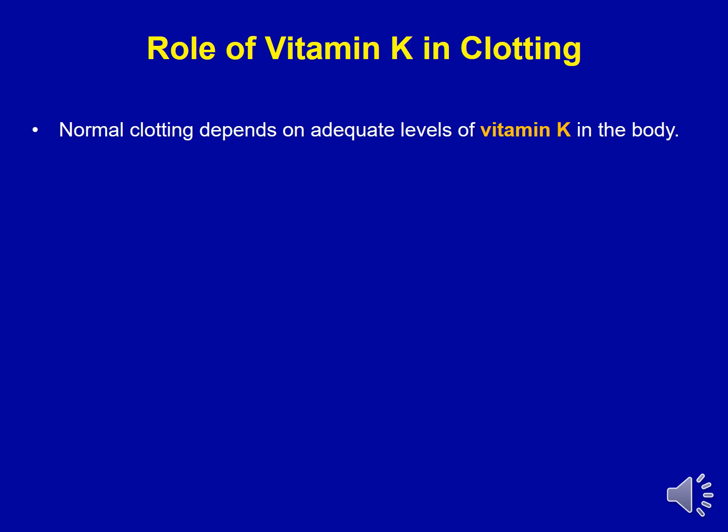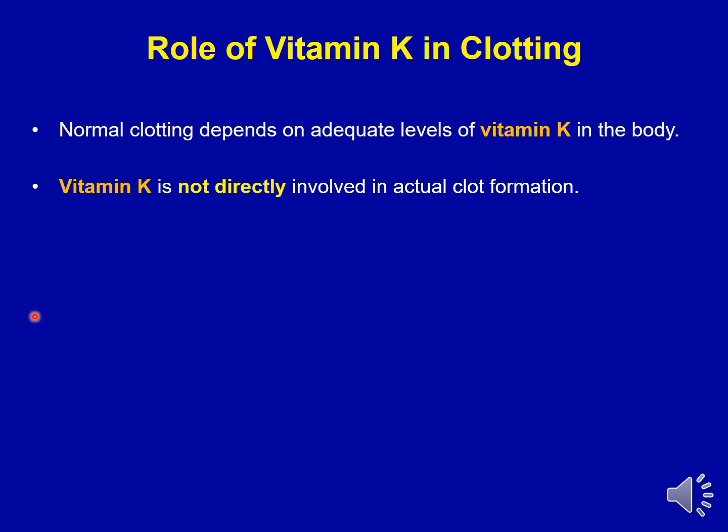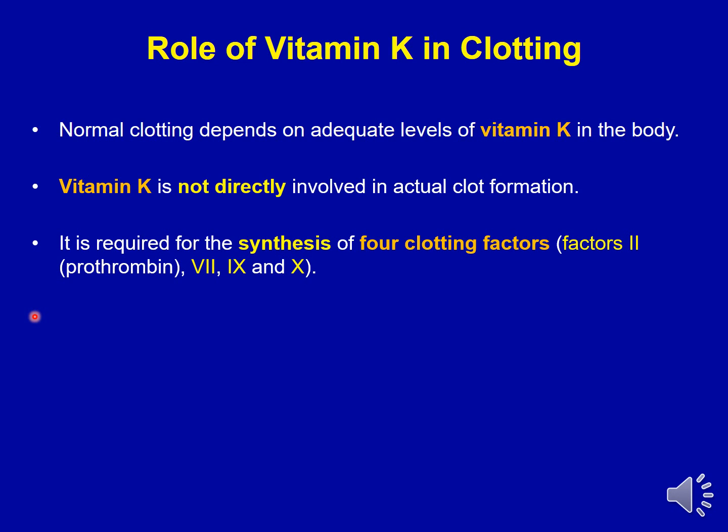Role of vitamin K in clotting. Normal clotting depends on an adequate level of vitamin K in the body. Vitamin K is not directly involved in the actual clot formation. We don't have vitamin K in the process of blood clotting, but vitamin K is needed for the formation of clotting factors. The liver cells, or the hepatocytes, need vitamin K for the synthesis of four clotting factors: 2, 7, 9, and 10.